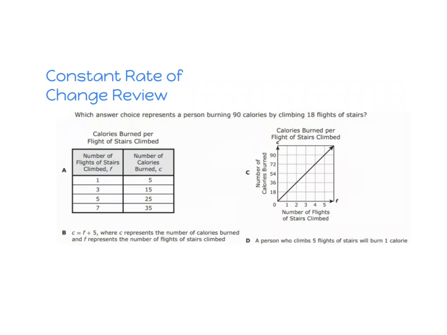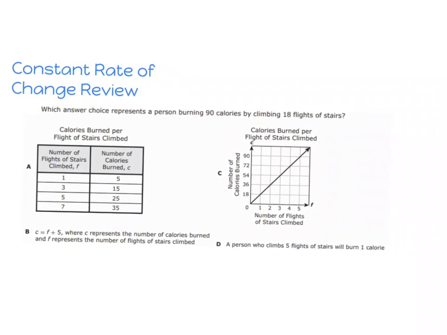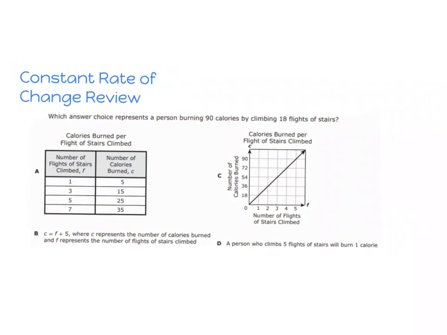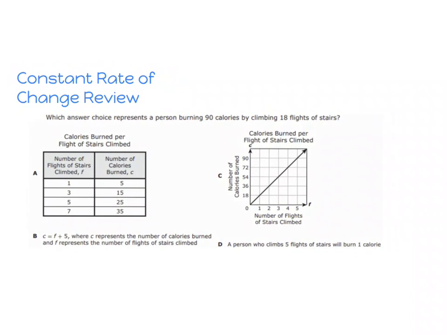Alright, the next review we're going to look at is our constant rate of change review. And so I'm looking at a star-like question here. Could also be a CDB-like question. And I'm going to think through the information that they gave me and use it to figure out which answer choice has the same constant rate of change. So this says which answer choice represents a person burning 90 calories by climbing 18 flights of stairs. Okay, so that's the rate of change that we're being given to start the whole thing.